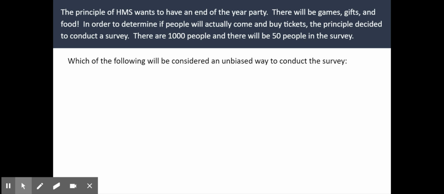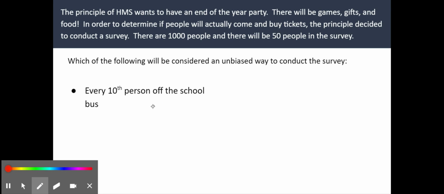Now there are 6, and each example will pop up, and I want you to pause the video and think on your own. Would this be considered biased or unbiased? If it's unbiased, then it's an appropriate way to conduct the survey. But if it's biased, then it is not an appropriate way to conduct the survey. So the first example is every 10th person off the school bus. Again, pause the video and think of your response.